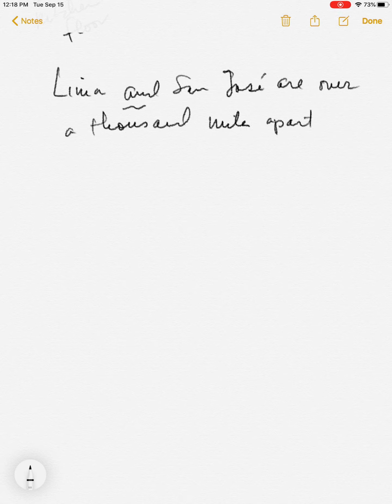Well, this has the word "and" in it, but it clearly isn't a conjunction. I hope it's clear to you. It's not a conjunction of "Lima is 1,000 miles apart" and "San Jose is 1,000 miles apart." It's not a conjunction at all. Not a truth functional conjunction.